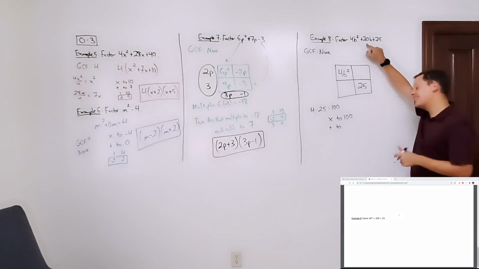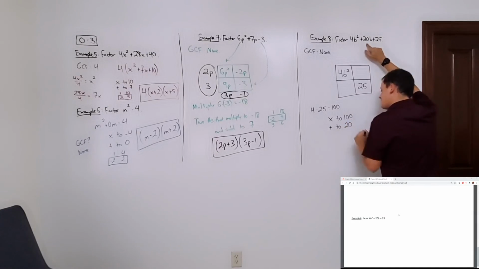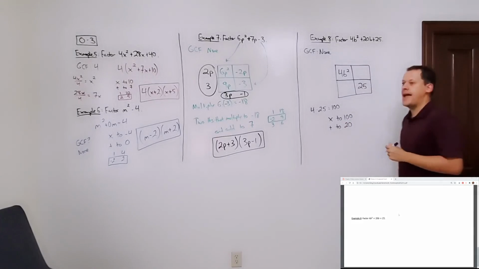Yeah, 20, the middle number. So we need two numbers that multiply to 100 and add to 20.